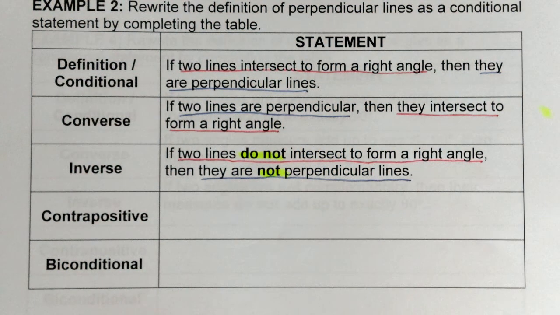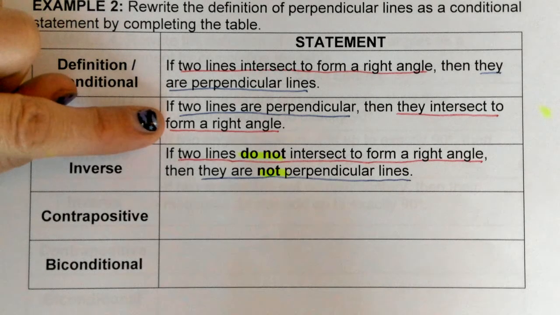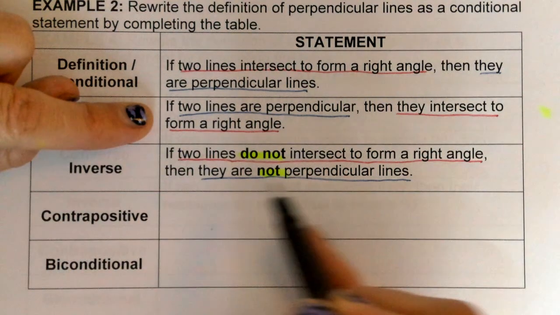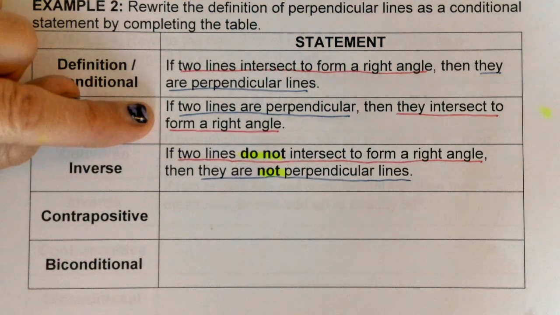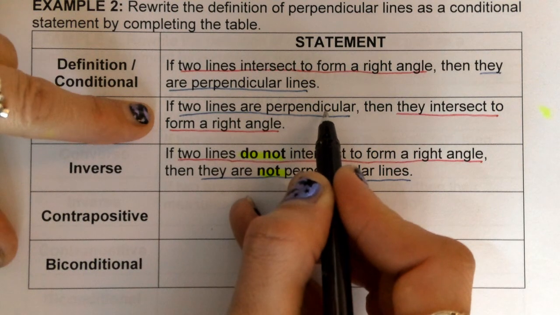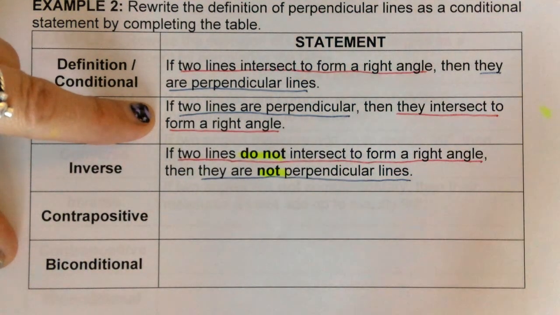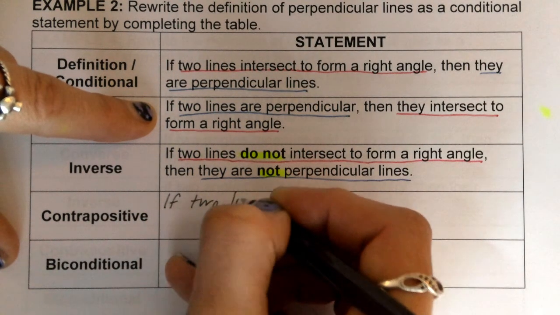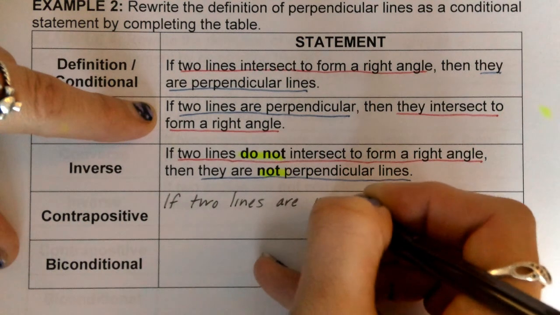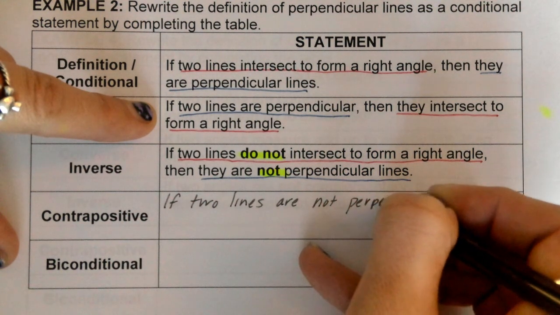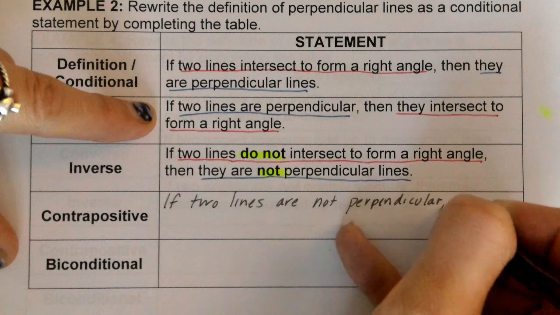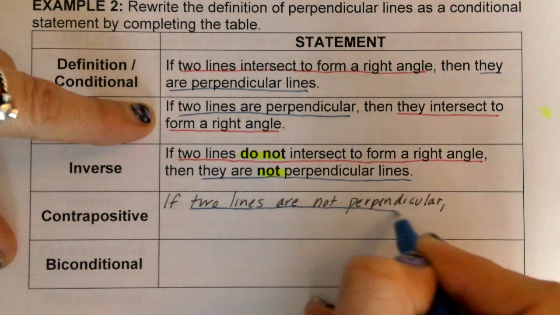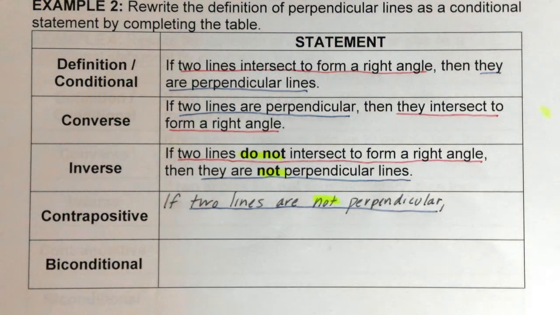Okay? So now our contrapositive, we're going to take our converse. If two lines are perpendicular, then they intersect to form a right angle, and we're going to change both of them to say the opposite. So if two lines are perpendicular, well, what's the opposite of two lines are perpendicular? Two lines are not perpendicular. So here we'd say if two lines are not perpendicular, comma. Here we have the hypothesis, but we have the negation of it.